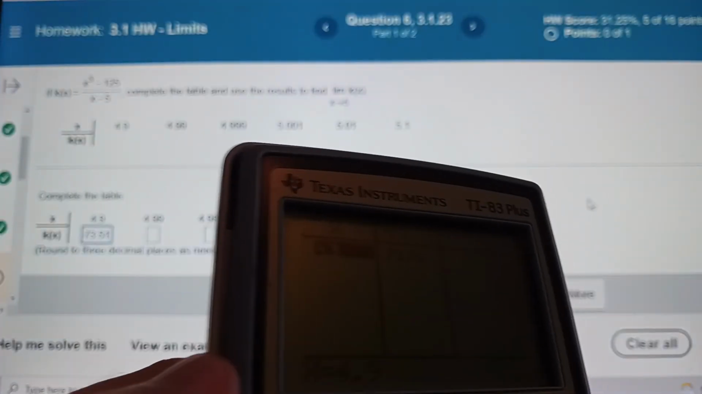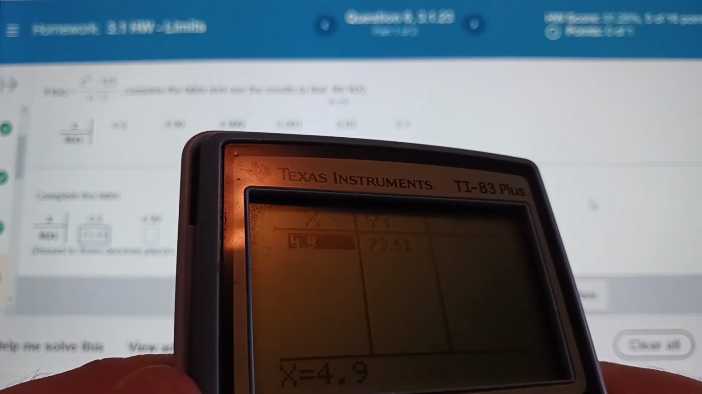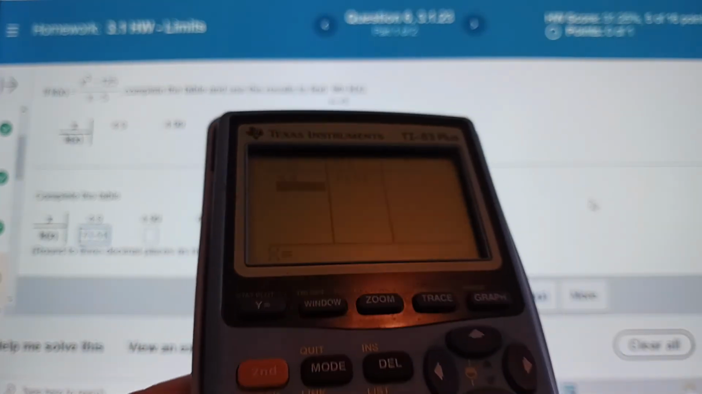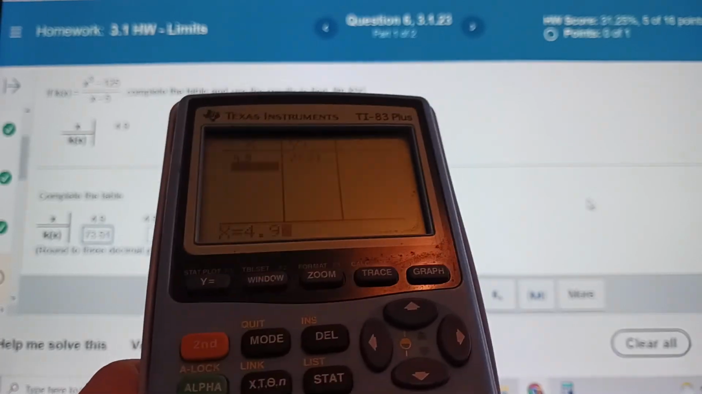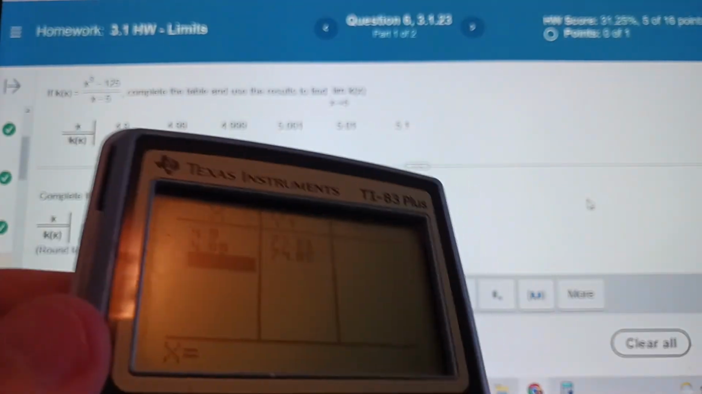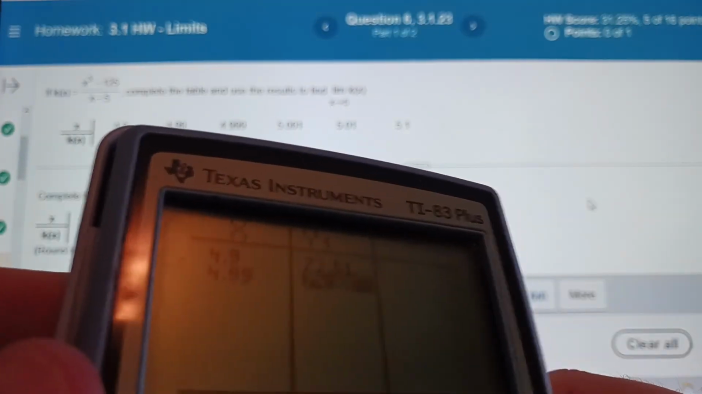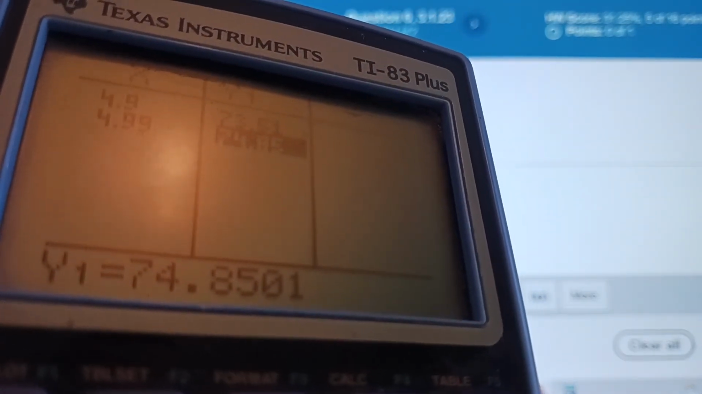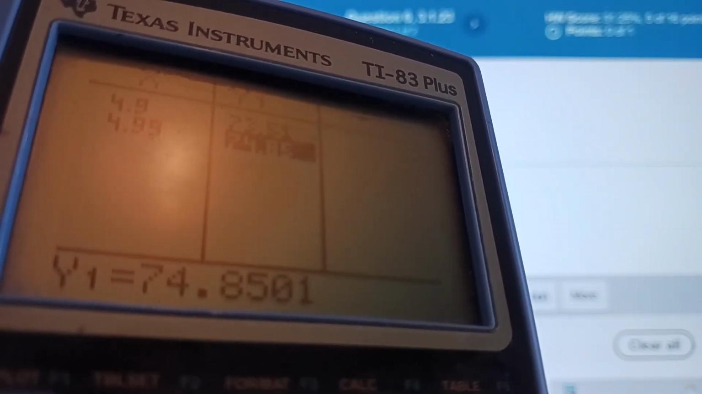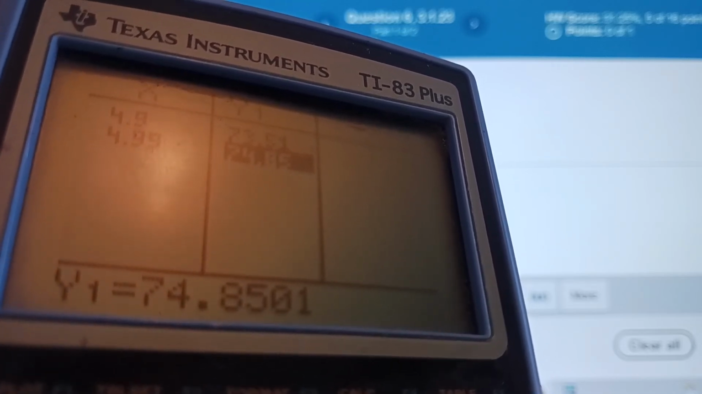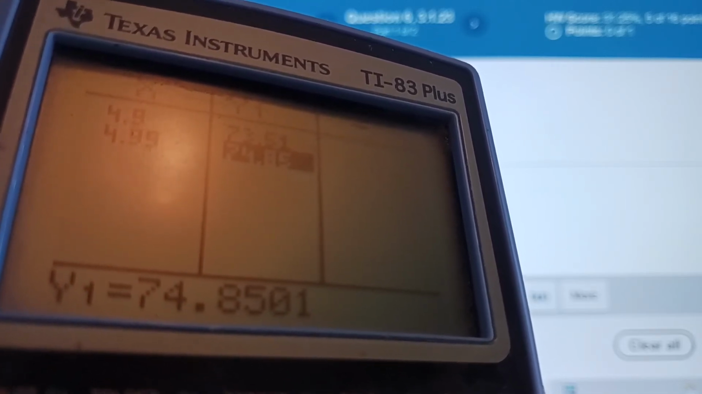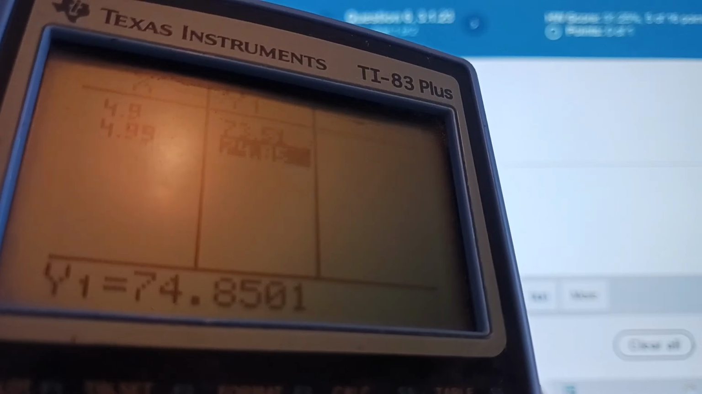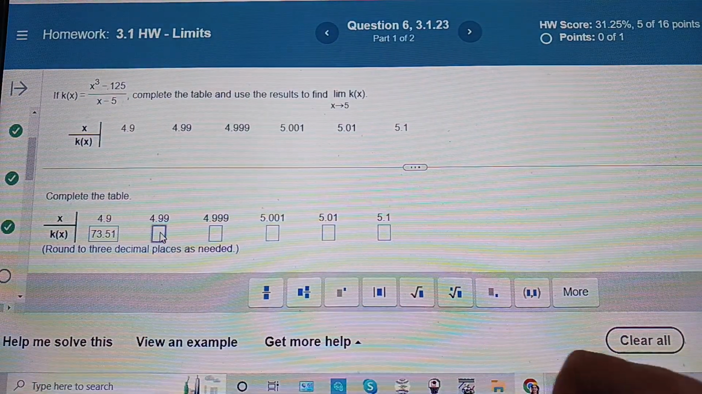Now you can either delete that, or I like to leave it in until I'm all done. So I'll just leave that one there. And now I'm going to put 4.99. Again, you might have to go up and over to see if there's a longer decimal at the bottom, because they'll say where to round to. This says round to 3 decimals. So I just got 74.8501. I'll just leave that 850 in the decimal part.